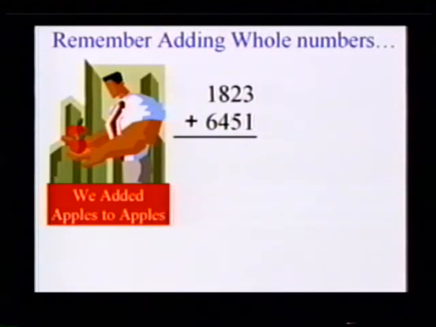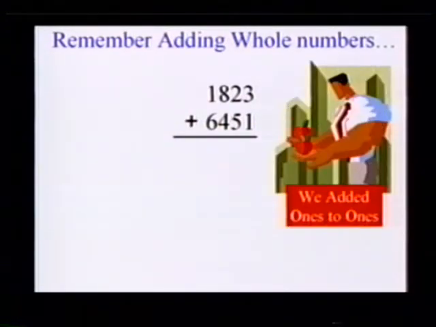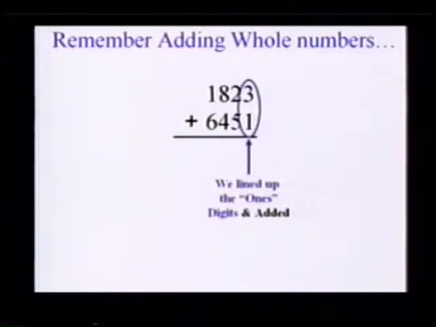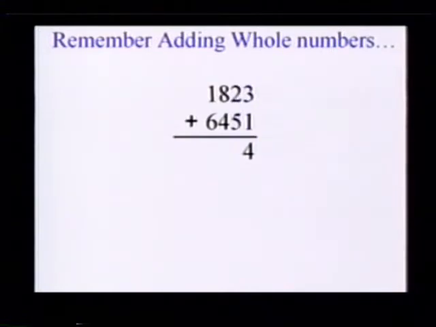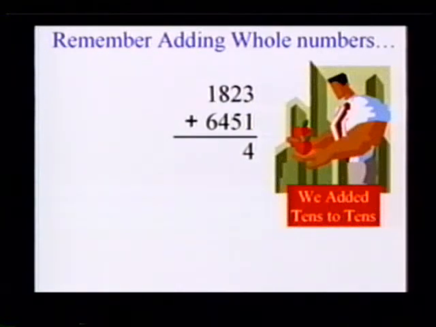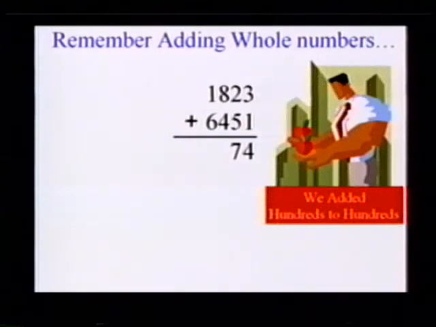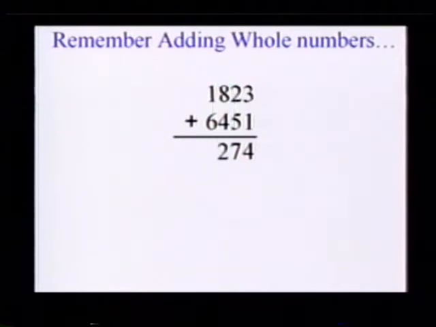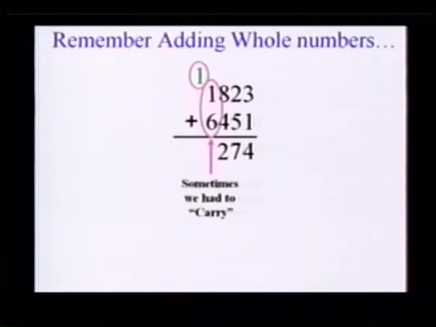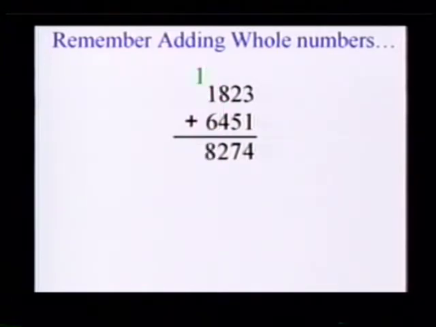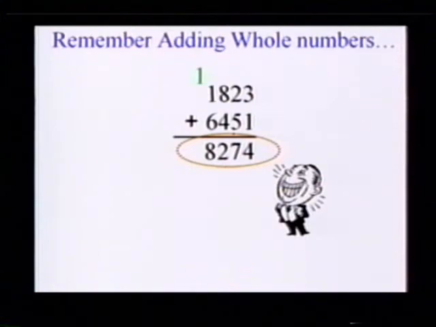Jolly good. So, we line up tens to tens and ones to ones. The ones, 3 and 1, make 4. The tens, 2 and 5, make 7. The hundreds, all lined up. Uh-oh, sometimes you have to carry. I put a 2, carry the 1 to the next one, and add all those up. And I got myself an answer. So that's how we added whole numbers.